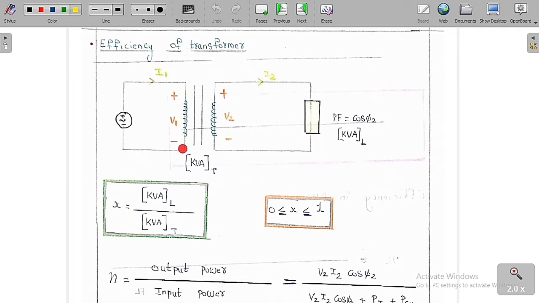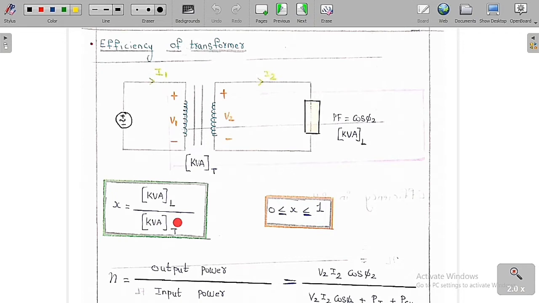So this is the induced voltage V1 and induced voltage V2 in the primary and the secondary, where kVA is called the kVA rating of the transformer. So this is the load kVA. The power factor of the load is cos phi 2 and the kVA rating of the load is kVA L. So kVA L is called the kVA rating of the load and kVA T is called the kVA rating of the transformer. Then what is the value of X?